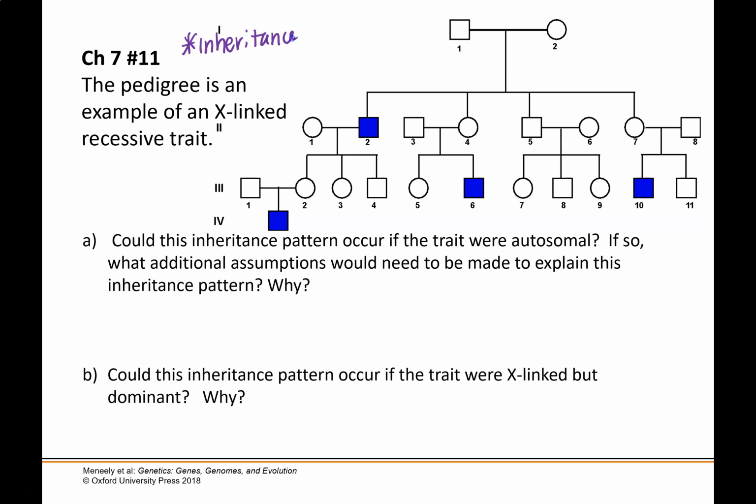So in the last chapter, chapter 8, when we were looking at pedigrees, you basically had to determine if it was dominant or recessive. Now you have to tell me, is it dominant or recessive? And is it sex-linked or autosomal? So you have to tell me those two things. Is it on a sex chromosome, and is it dominant or recessive? So remember that anytime you have two unaffected parents producing an affected child, that is going to be recessive.